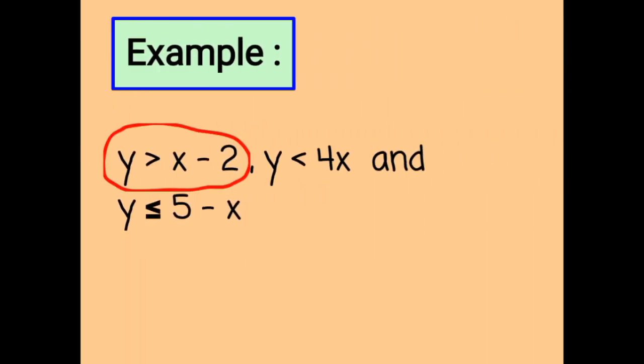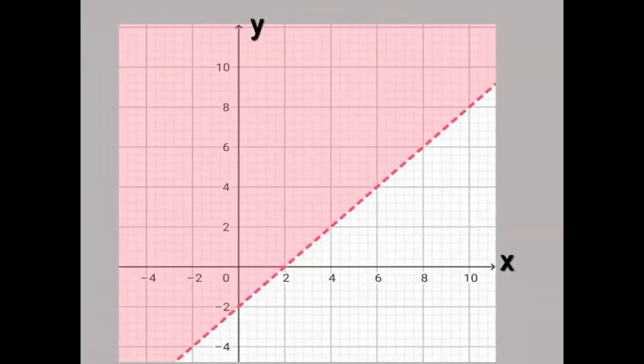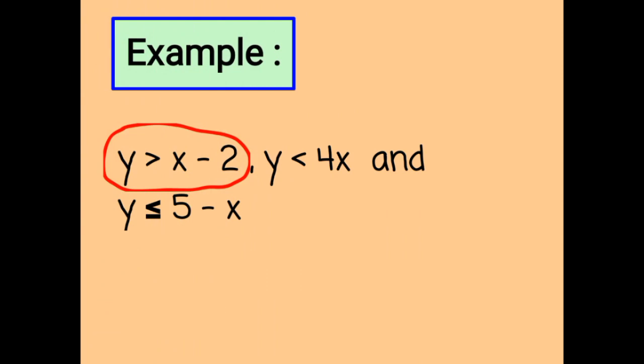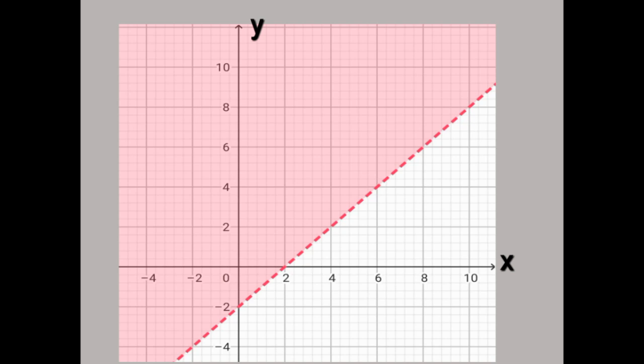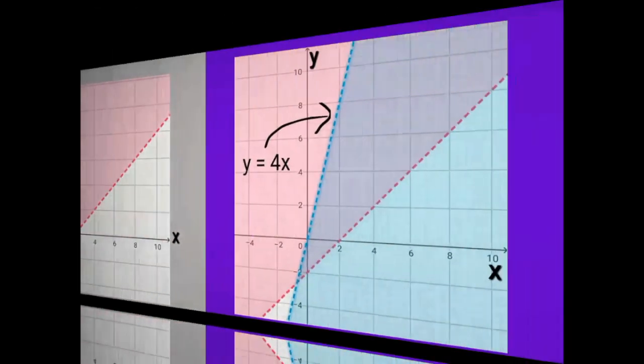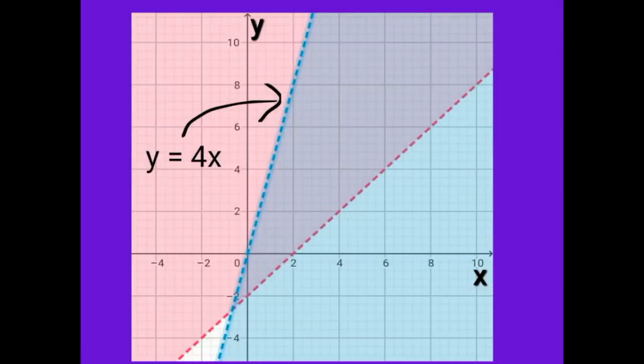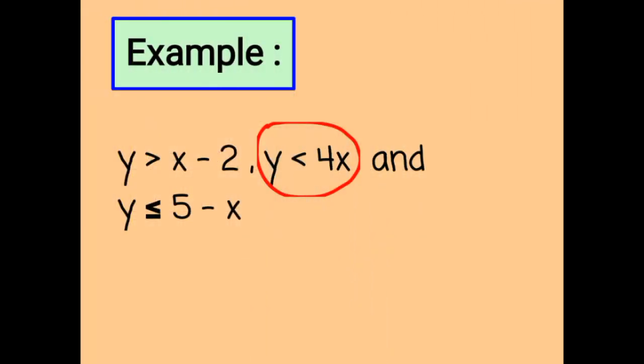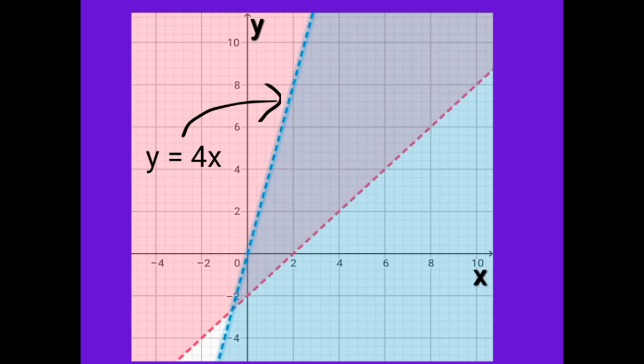So y is greater than x minus 2 and hence the line y = x - 2 is not included, so it is represented by a dotted line. y is greater than x minus 2, so this includes all the points above the line y = x - 2 as shown by the shaded region. This is the line graph of y = 4x and is represented by a dotted line as y is less than 4x. So this includes the region below the line y = 4x.